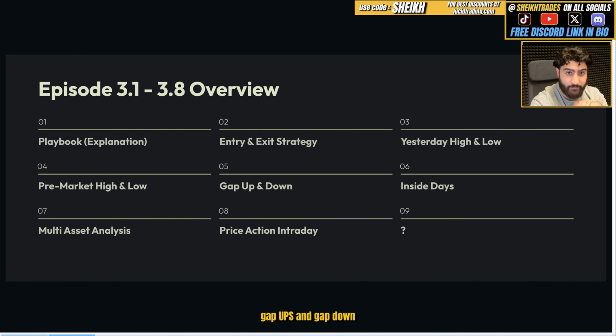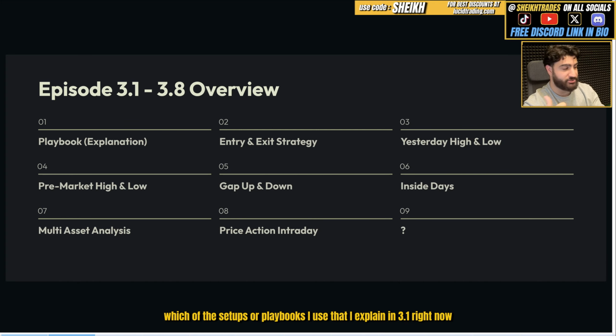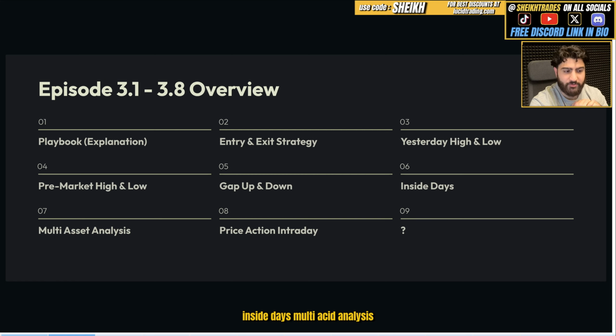3.5, gap ups and gap downs, and how I trade specifically when we have a gap up and what criteria I have on when I long, when I short, which of the setups or playbooks I use that I explain in 3.1 right now. Inside days, multi-asset analysis, and 3.8 is going to be price action intraday, which is purely price action intraday, which doesn't come from a higher time frame setup. And the 3.9 is a question mark.